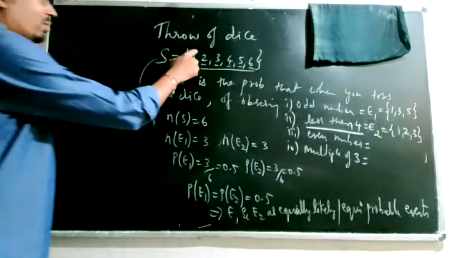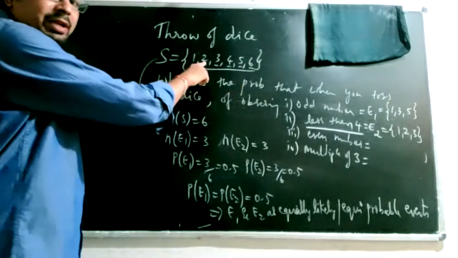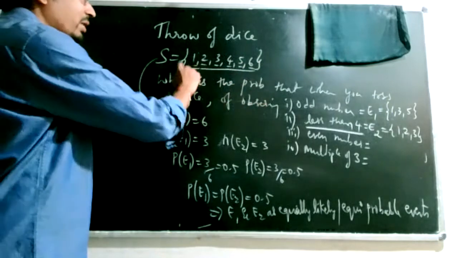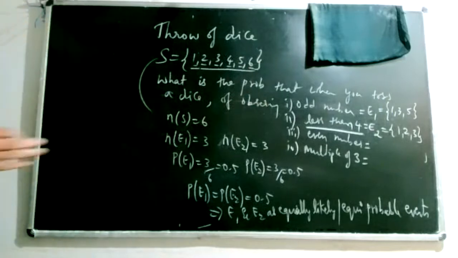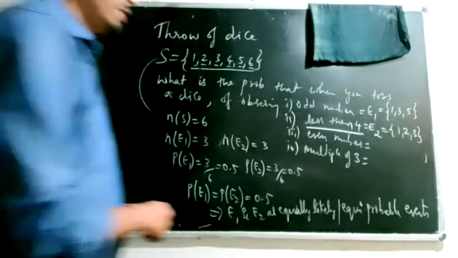So what is the probability of observing 1? It is 1 out of 6. Probability of observing 2, 1 out of 6. So one possibility out of 6. Each and every outcome has the probability 1 by 6. They are also called equally likely.